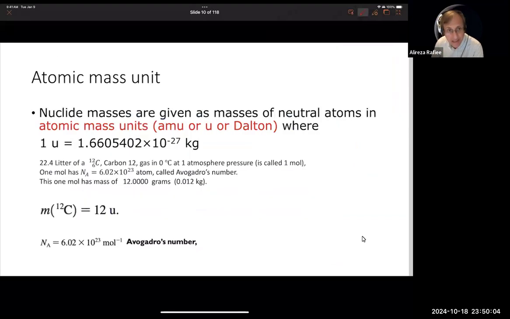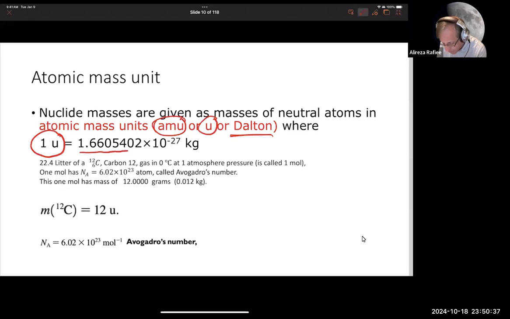Okay, now I talked about the atomic mass unit. We don't measure the mass of a carbon in units of kilogram or gram because they're extremely tiny and extremely light. So people have invented another way to measure the mass of these fundamental elements. We call it the atomic mass unit. We use the symbol AMU, sometimes people use u or even Dalton. And one atomic mass unit is equal to 1.660540, very precise, times 10 to the power of minus 27 kilograms.